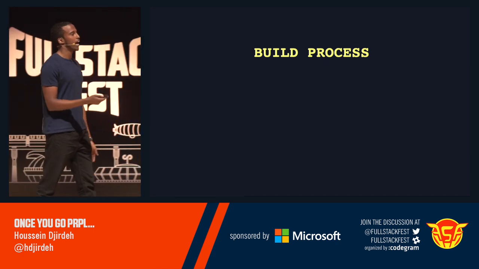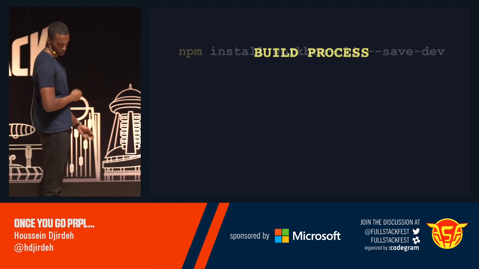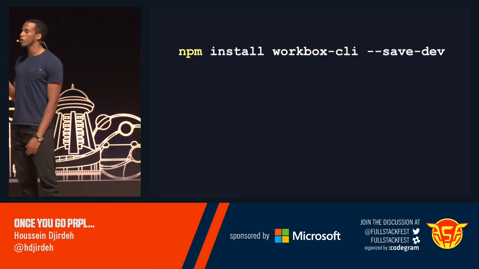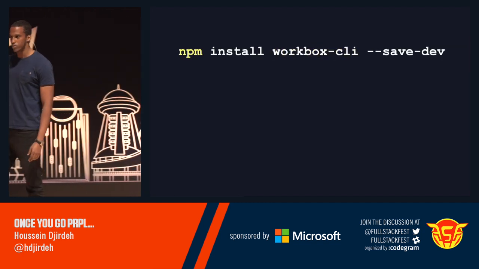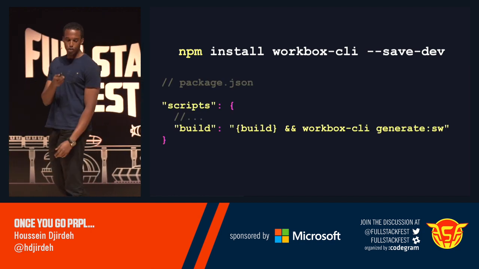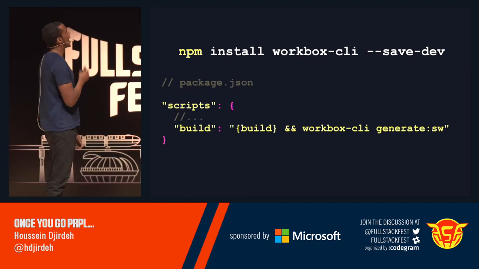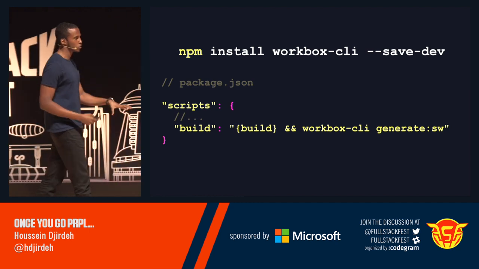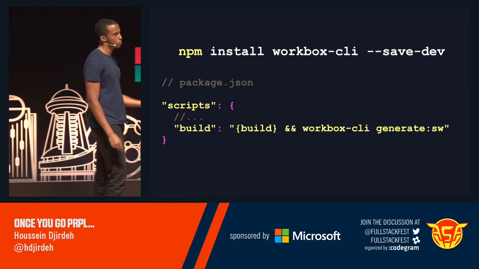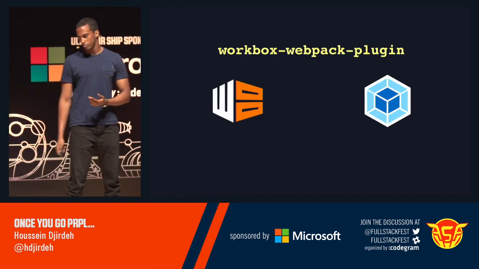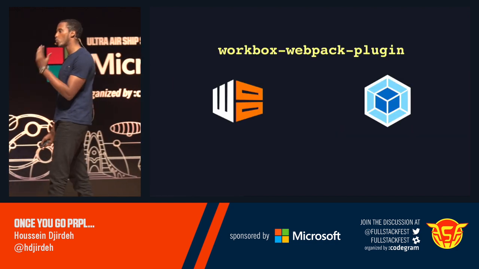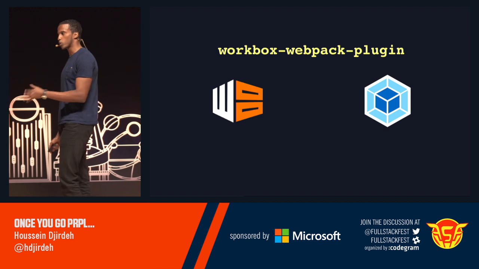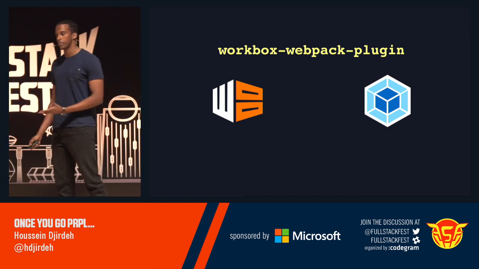So a better thing you can do is actually integrate it into your build process. Instead of installing it globally, you can install it as a dev dependency. And then you can add it as part of your build step. And now every single time your project is being rebuilt, a fresh service worker file is being generated. If you happen to be using Webpack as well, there is a Workbox plugin for it that allows you to do the same thing.